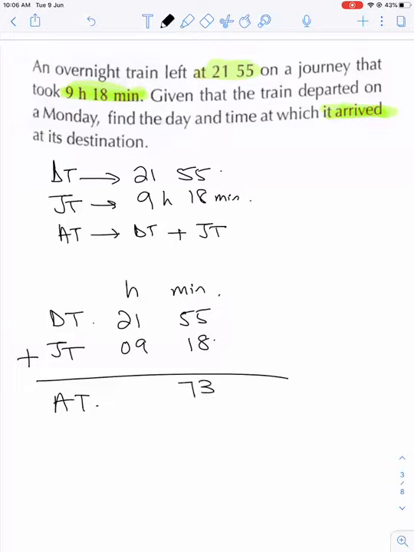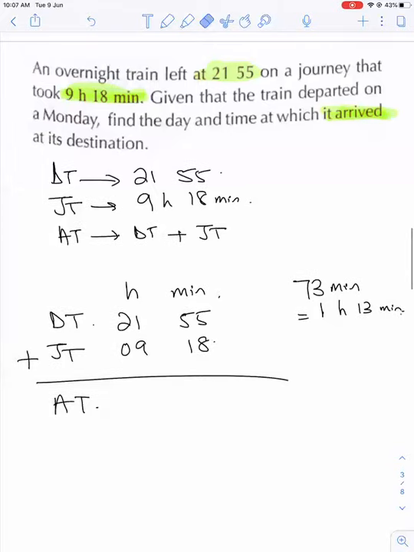73 minutes. Okay, we know that 73 minutes is actually 1 hour and 13 minutes, because 1 hour is 60 minutes. So if you subtract 1 hour from 73, you'll be left with 13 minutes. So instead of writing 73 here, I'm writing 13 here, and I'm shifting this 1 hour in the hours column. Now, previously it was 21 hours. 21 plus 1 is 22. 22 plus 9. Okay, it's 31, 13.